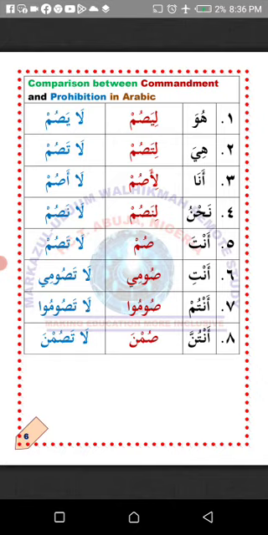Hamsa, number five, anti, you, representing a single male person. Sum, fast. La tasum, don't fast. Sitta, number six, anti, you, representing a single female person. Sumi, you should fast. La tasumi, don't fast. Sab'a, number seven, antum, all of you, referring to a group of male persons. Sumu, you should all fast. La tasumu, you should not fast. Thamania, number eight, antunna, all of you, referring to a group of female persons. Sumna, you should all fast. La tasumna, you should not fast. La'alaka fahimt? I hope you understand. MashaAllah.